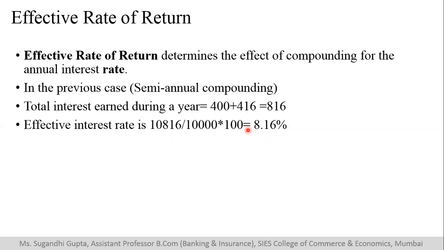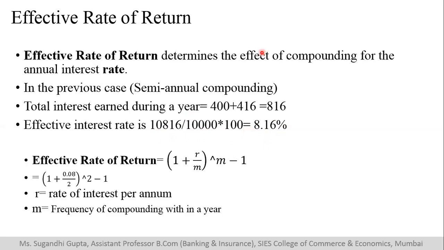Now let us look at the formula for it. Effective rate of return is 1 plus r by m, raised to m, minus 1. If I substitute in the formula, it means 1 plus annual rate of return, which is 8%, divided by 2, because the frequency of compounding is 2 within a year, raised to again m, which is my frequency of compounding, 2, minus 1. If you solve this particular equation, you will again get an answer of 8.16.